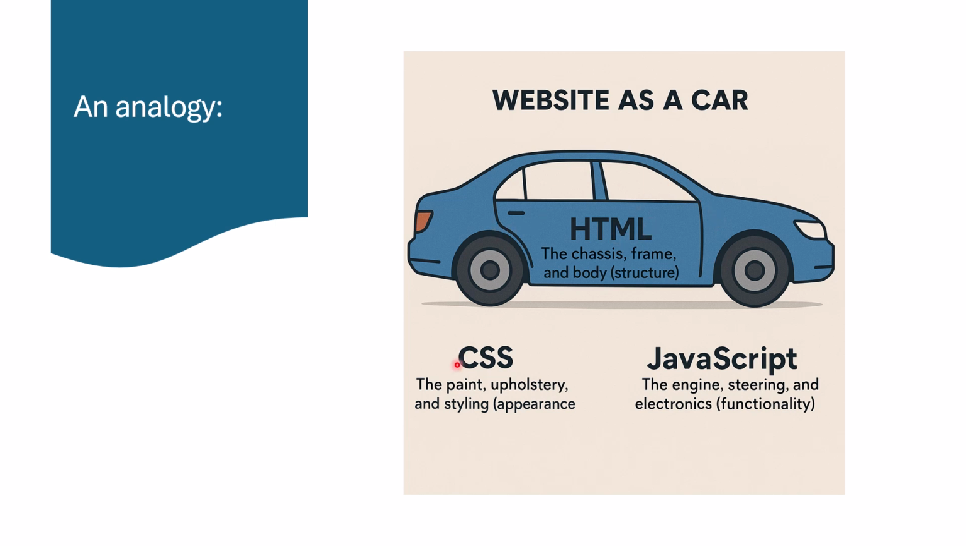And then we have CSS. Now CSS stands for Cascading Style Sheets, and this is for the aesthetics and for how the car looks. So for example, it would be the paint, the upholstery, and the styling. So the appearance. And then we're dealing with the JavaScript.